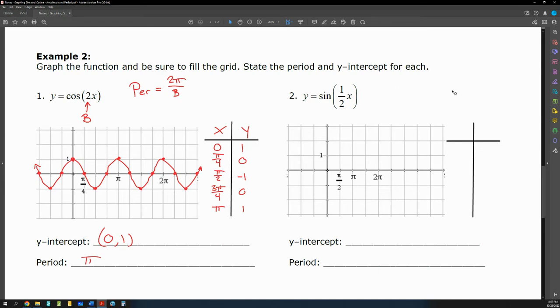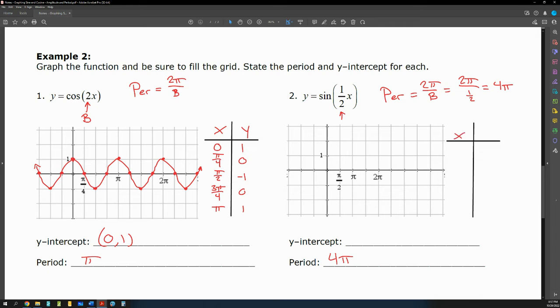So let's try that with number 2. Here we should expect a horizontal stretch by a factor of 2. So I would expect, if we're stretching by a factor of 2, that my period would be equal to 4 pi. But let's go ahead and try it. We have the period is equal to 2 pi over b. Well, our b value is 1/2. That's that number in front of x. So we have 2 pi over 1/2. That's going to be equal to 2 pi divided by a half, or 2 pi times 2, which is 4 pi. So that tells me that my period is 4 pi.